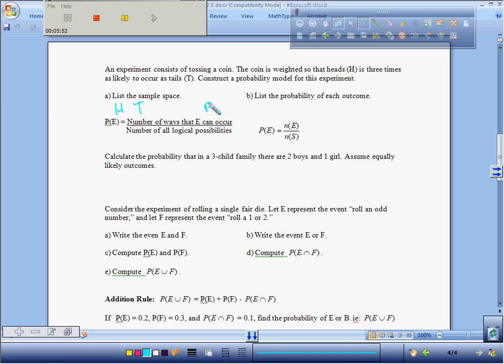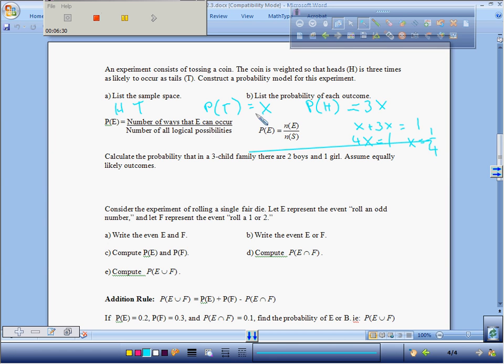The coin is weighted so that heads is 3 times as likely. So the probability of getting tails is going to be x, and the probability of getting heads is 3x, right? And you know that x plus 3x has to add up to 1. So 4x equals 1. So x equals 1/4, right?